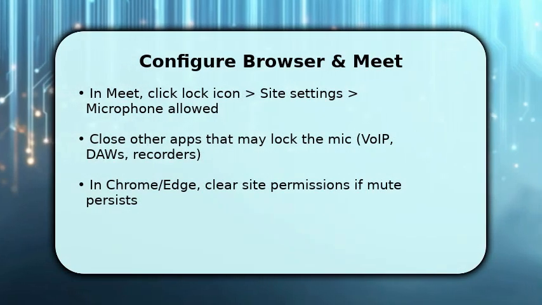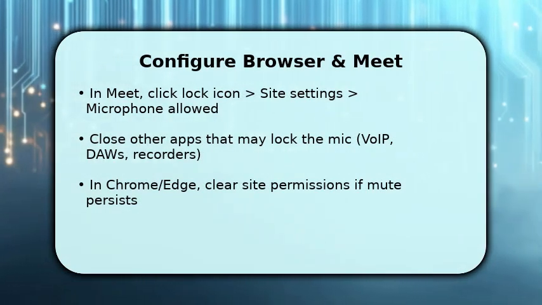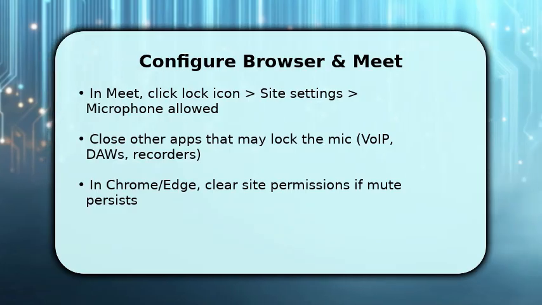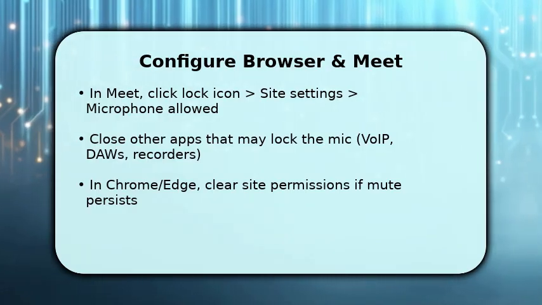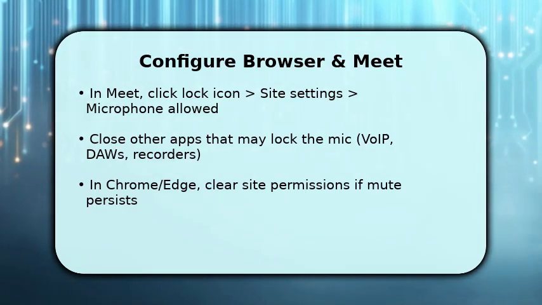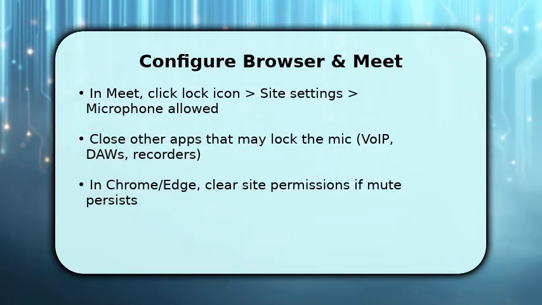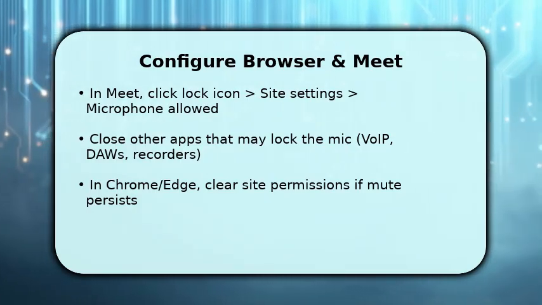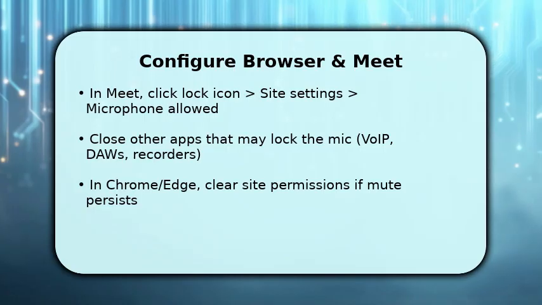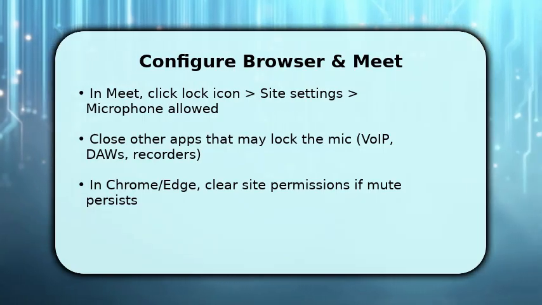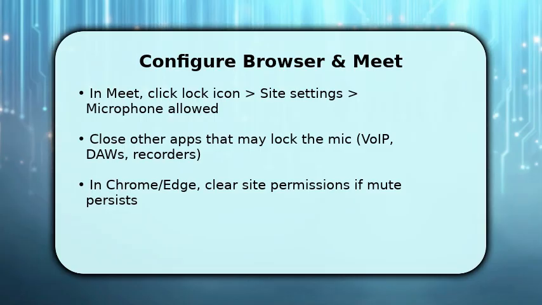Next, ensure the browser is granting Meet microphone access. Join a Meet, click the padlock in the address bar, and set microphone to allowed, then confirm the selected device matches Windows sound input. If audio still fails, quit apps that can monopolize the mic: Teams, recording software, or virtual audio drivers, because exclusive access blocks Meet.